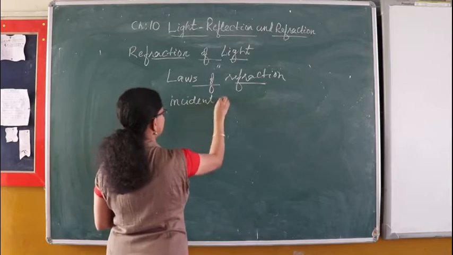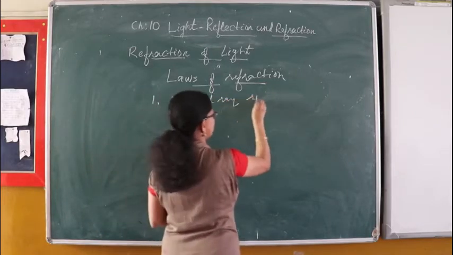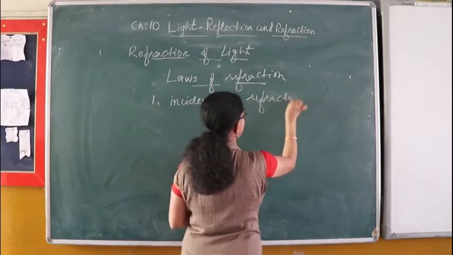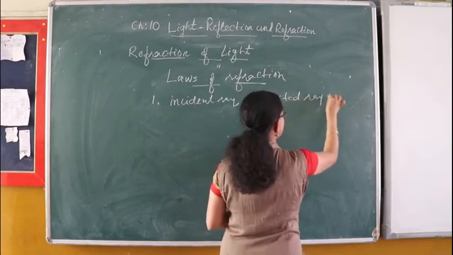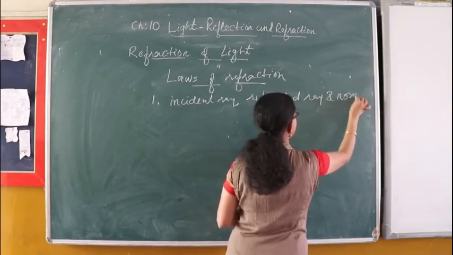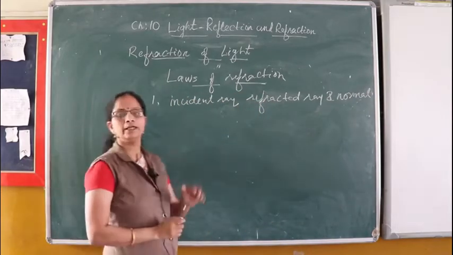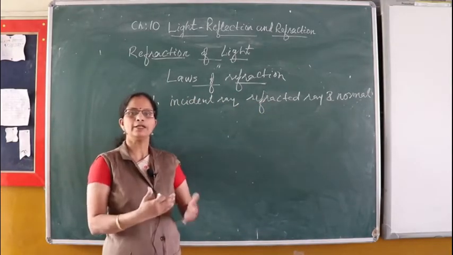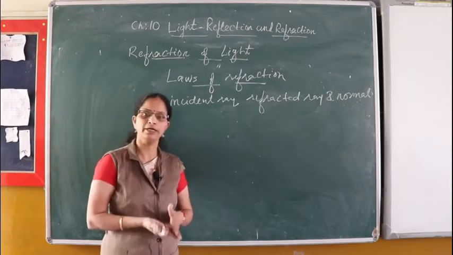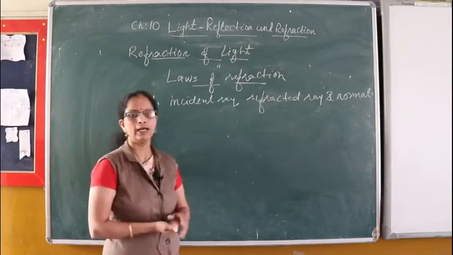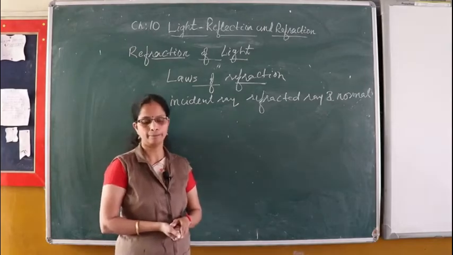Incident ray, refracted ray and the normal to the refracting surface lie in the same plane. This is because light cannot bend and travel to another plane, so these all lie in the same plane.